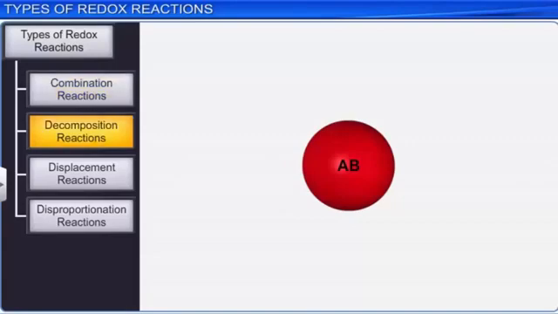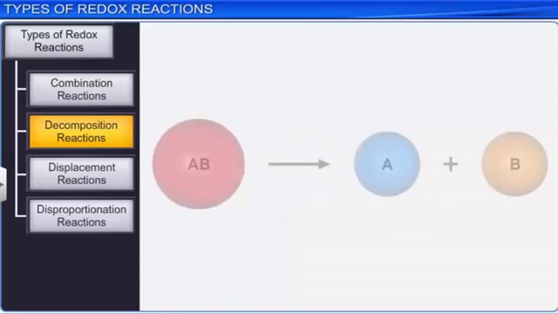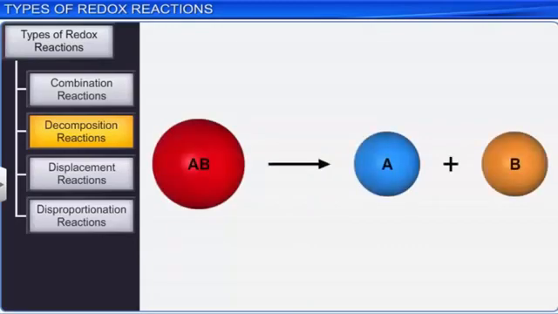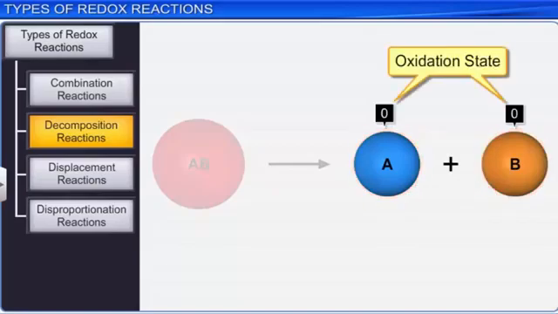Now let's look at decomposition reactions. Decomposition means breakdown. Thus, a decomposition reaction is a chemical reaction in which a compound breaks down into 2 or more substances. It is the opposite of combination reaction and can be represented as shown here. For a decomposition reaction to be a redox reaction, it is essential that at least one of the products of the decomposition reaction is in the elemental state.